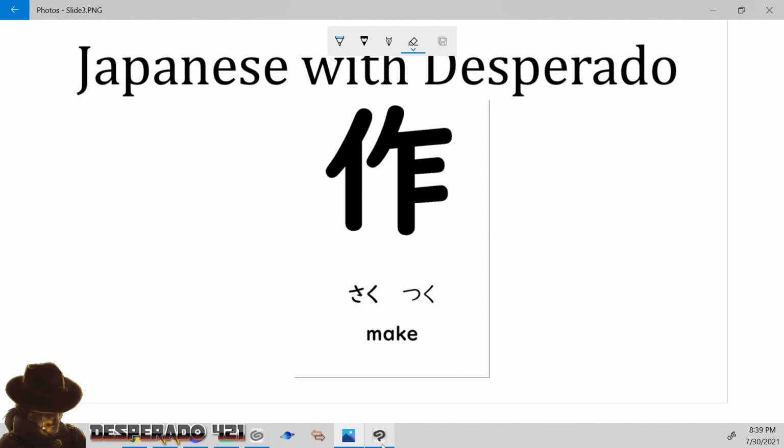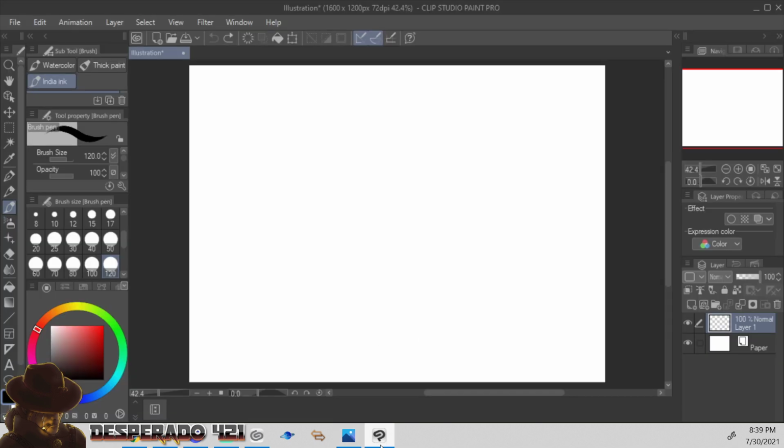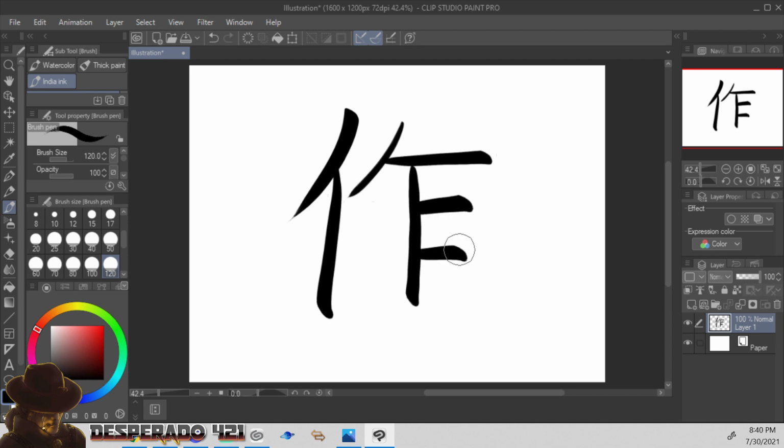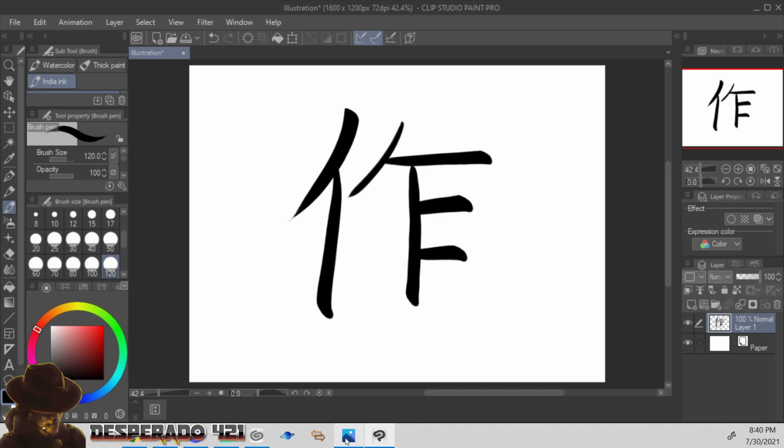All right, so we're going to draw this character here, and this character is actually pretty easy. So you start with the first line here like this, and this one comes down like that too. Then you have another one here, comes out, push this down, and one, two. And that is, if I'm not mistaken, the character that we're doing.